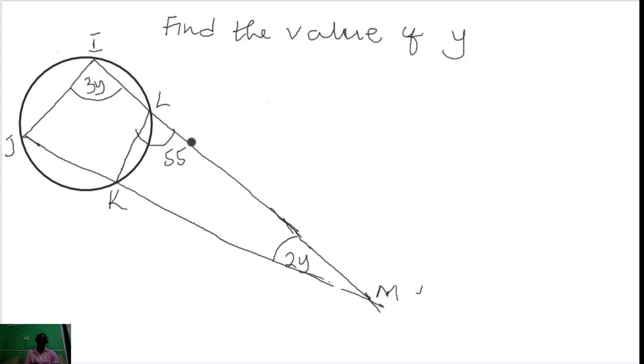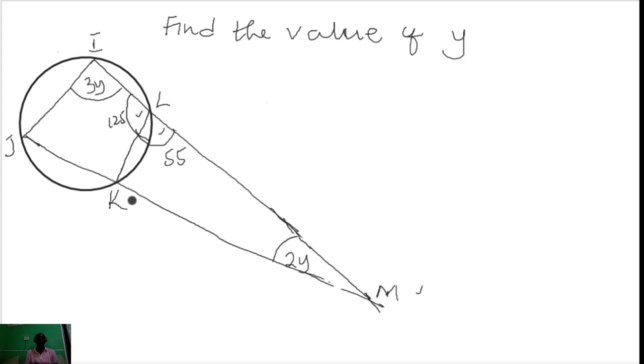First, we see that the angle at L is on a straight line. So this side is a straight line to this, so you can find this side. The sum of this and that will give us 180. So 180 minus 55 will give us 125. So this side will be 125.